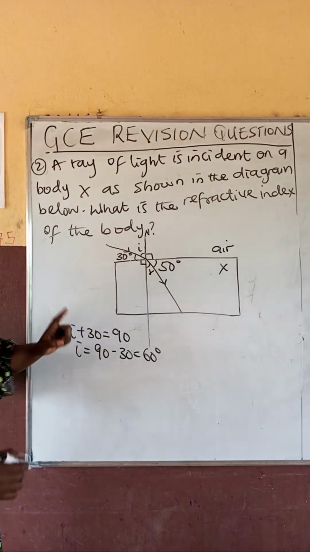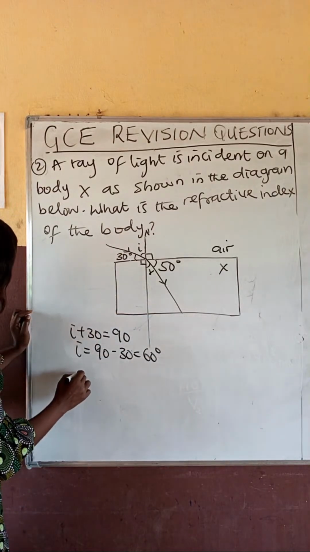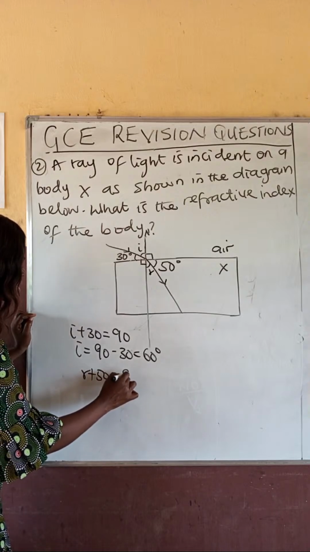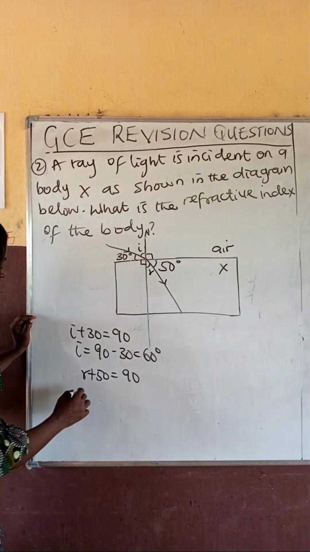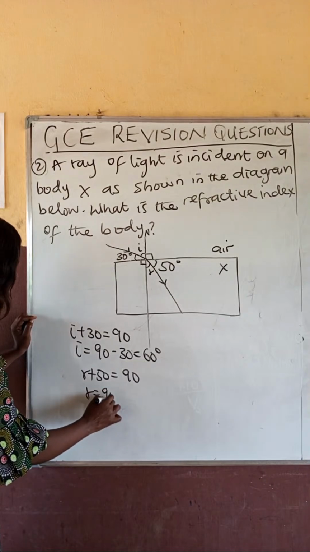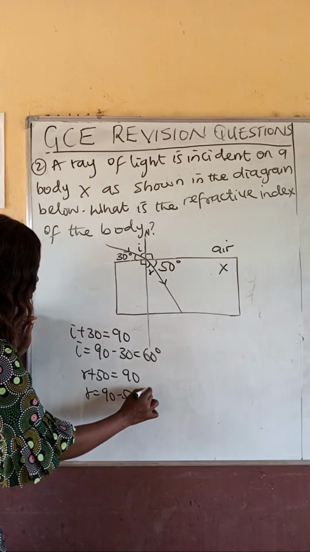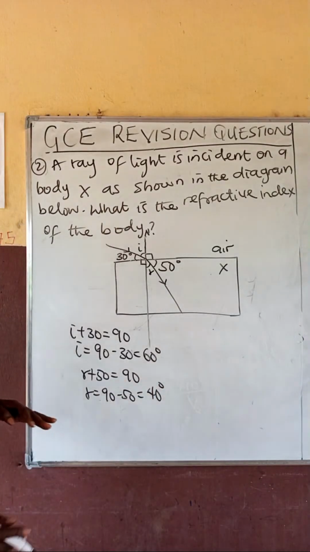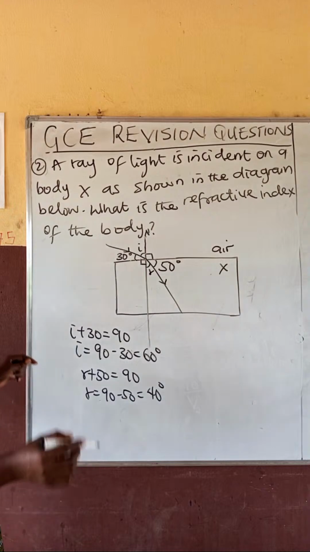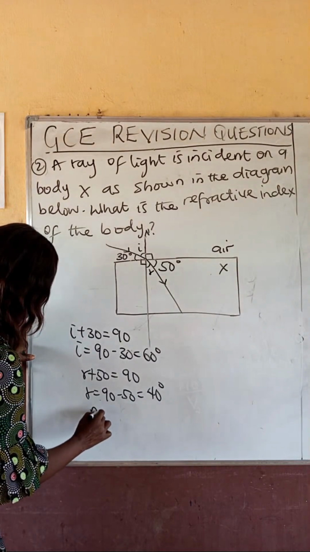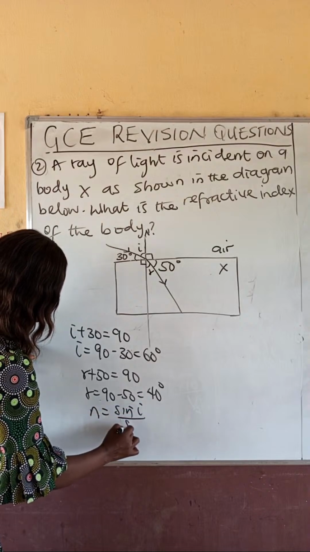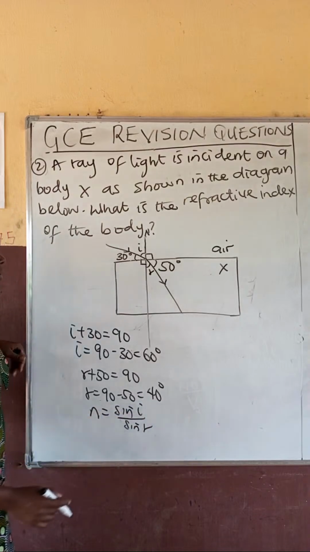I can get my angle of refraction by saying that R plus 50 is equal to 90, right? R is equal to 90 minus 50, which is going to give me 40 degrees. Okay? So for me to solve for refractive index, I should remember that n, which is refractive index, is equal to sine I over sine R, right?